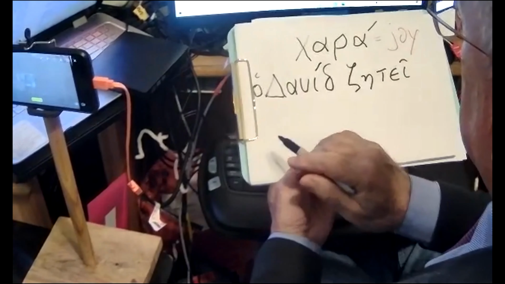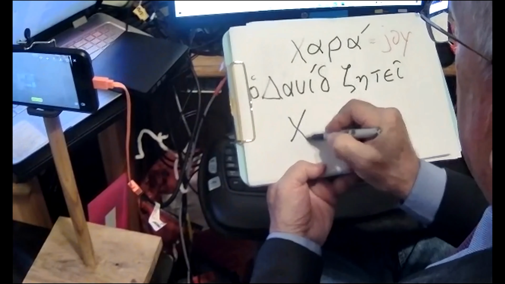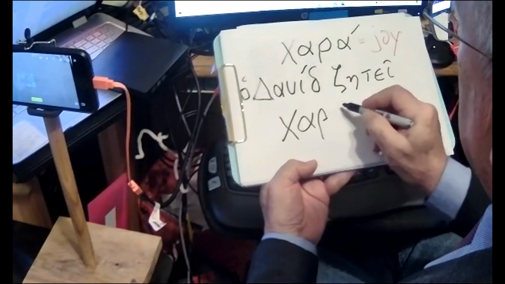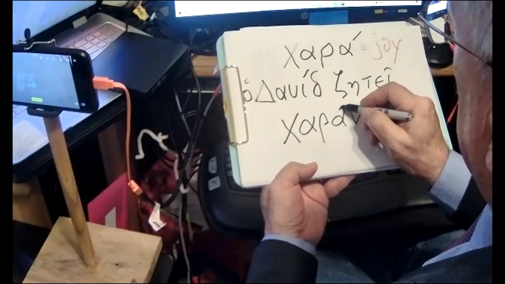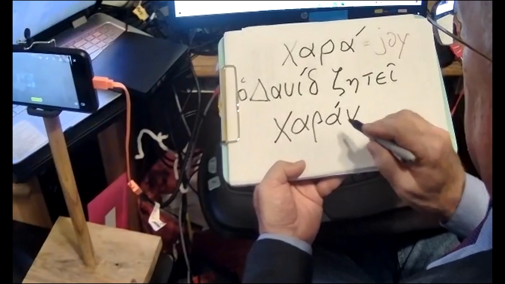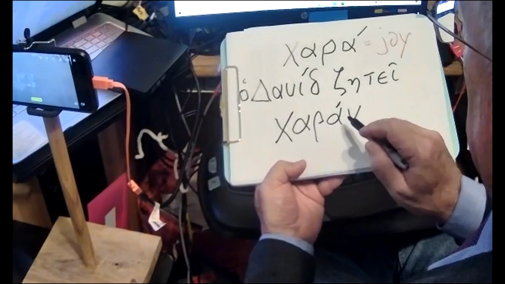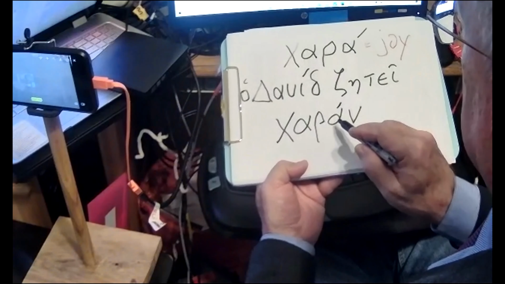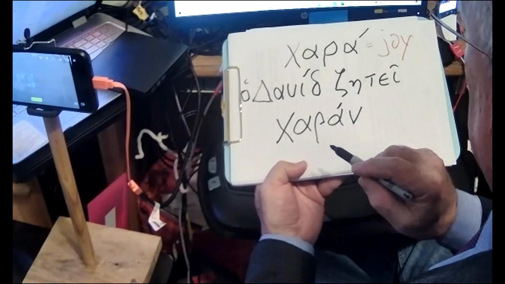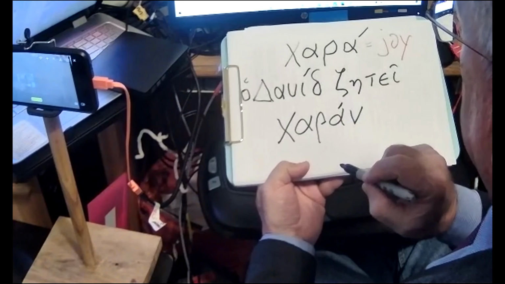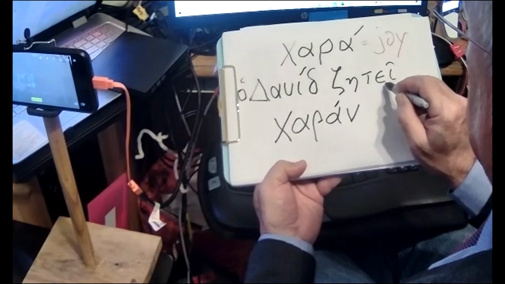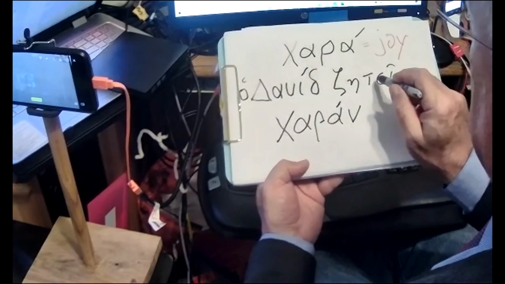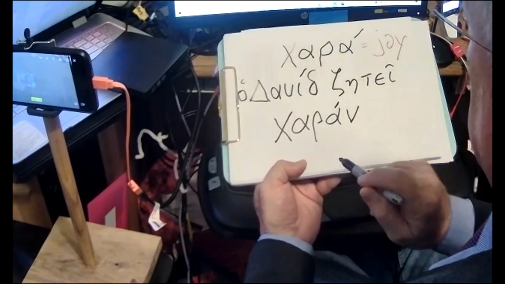And if David is seeking joy, then the form will be charan, not chara. Why charan? Because this is the accusative case. It's the direct object. David is seeking, third person singular. David is seeking. What is he seeking? Joy.